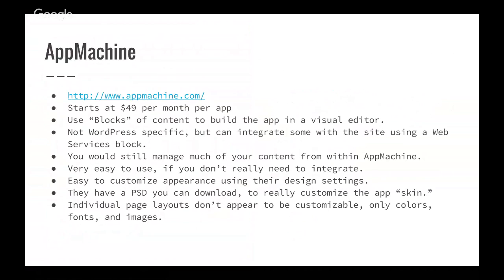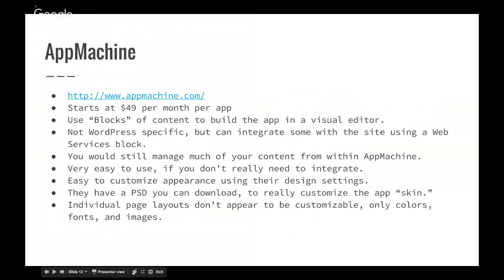The first non-developer tool that I want to show you is called App Machine. It's a nice tool. It's really easy to use. It has a visual editor. It's not WordPress specific, but you can do some integration using a web services block. That might require a developer to help you. You can actually include your WordPress posts very easily, and I'll show you. It's super easy to do that. It's pretty customizable as far as appearance. Some of the more advanced customization features will require you to use Photoshop, might require you to create PNG files. So if you're not comfortable with that, you might need to work with a designer for that.